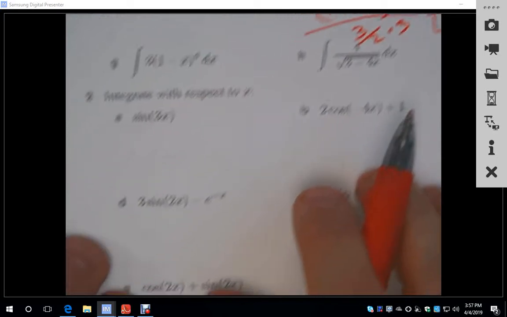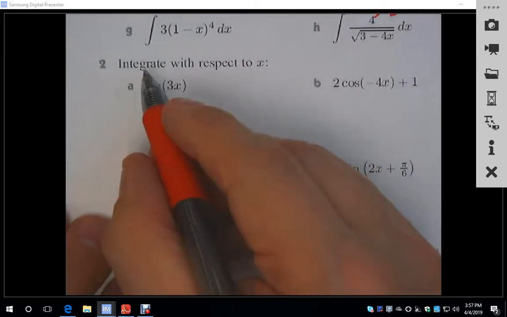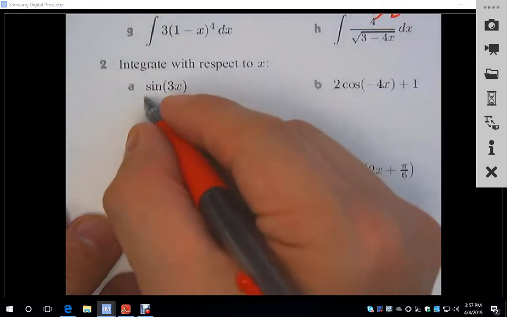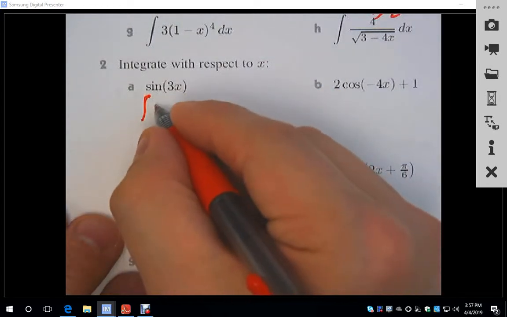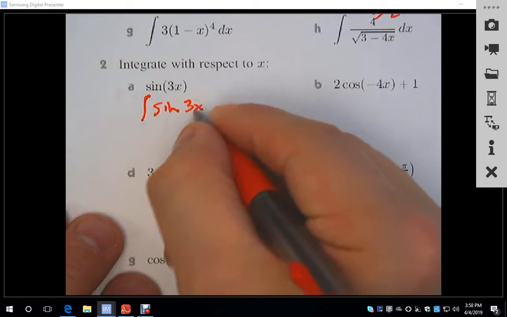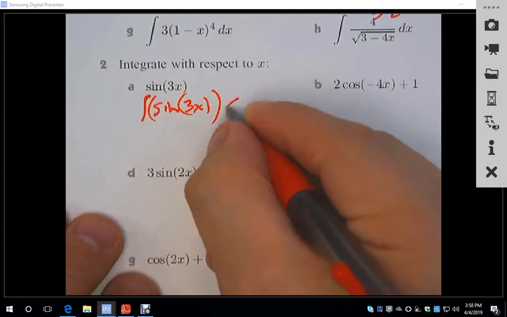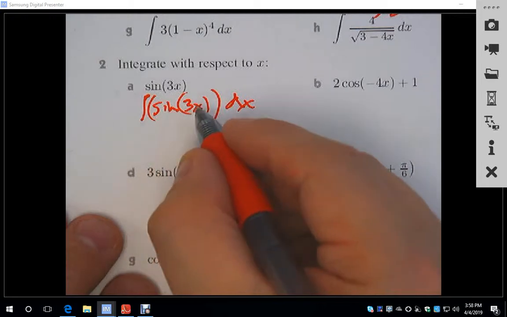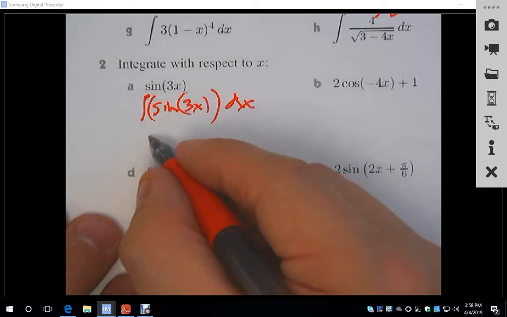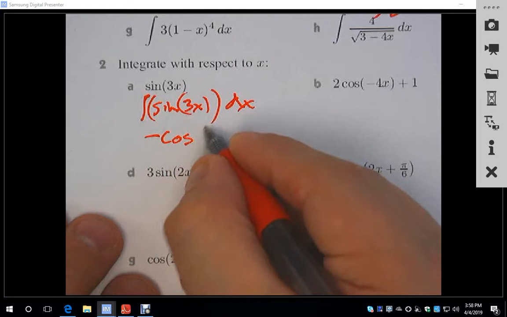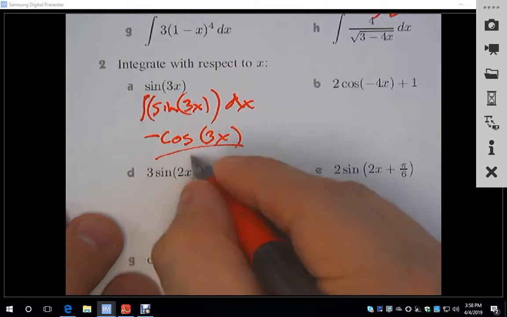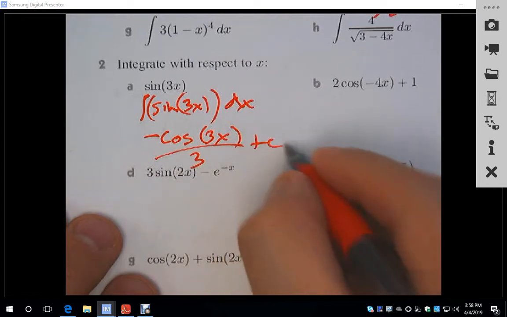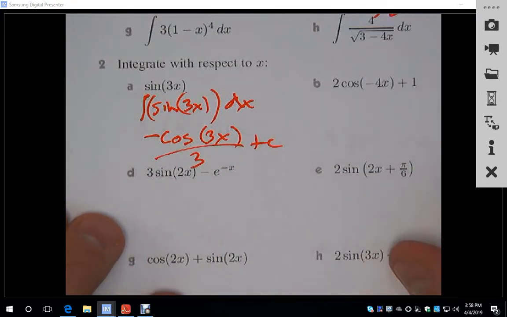Let's look at 2a. So I want to integrate with respect to x. So again, I'm asking myself, I'm taking the integral of sine of 3x with respect to x. So sine of some function becomes negative cosine, so I have negative cosine of 3x, and then I divide by the derivative of the inside function, which is just 3, plus c. Let's look at another one.